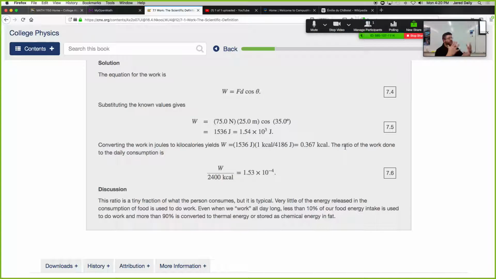So pushing a lawnmower 25 meters will burn a third of a calorie. Kind of frustrating, isn't it? In fact, doing something like riding a bicycle or jogging or things like that do not burn nearly the amount of calories that people think they do. It's very few calories, in fact.